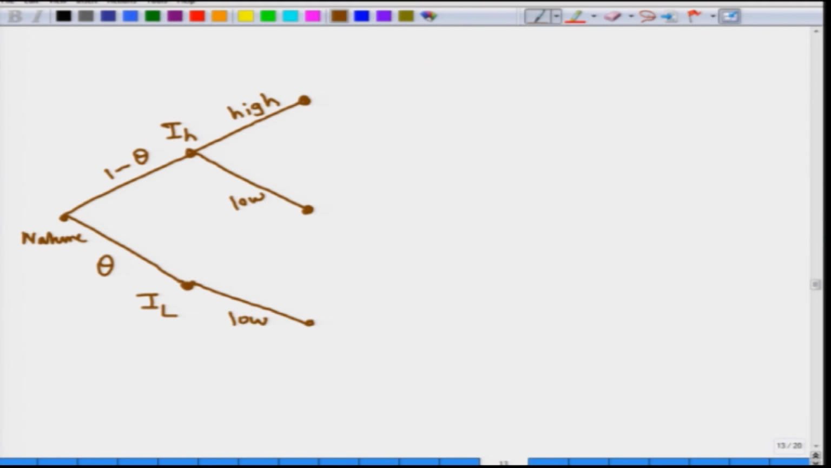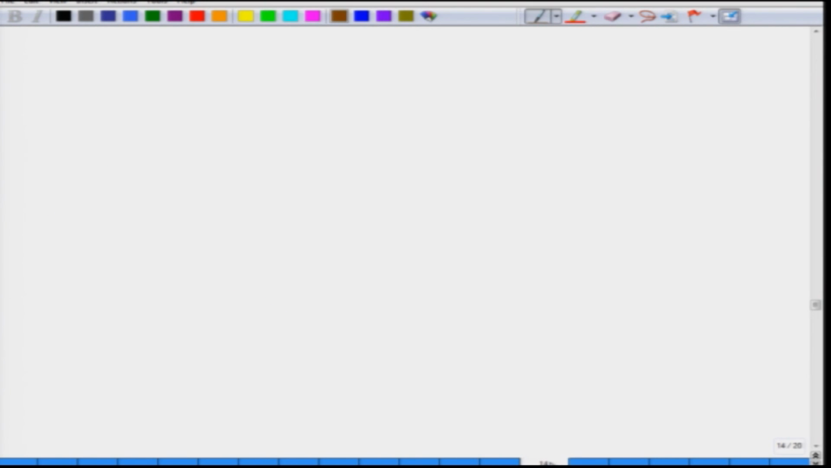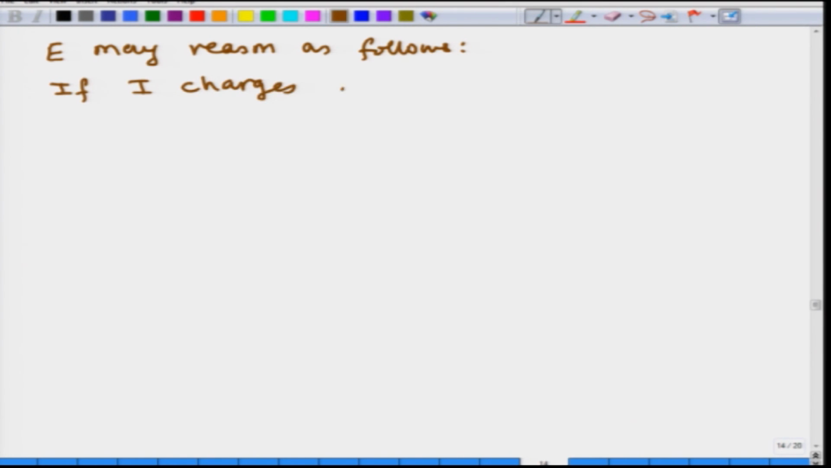So, now essentially the high cost incumbent might want to choose a low price, right. Why would it want to choose a low price? Because the incumbent believes that E may reason as follows, right. E may reason as follows: if I charges a high price, then it is an inefficient firm.